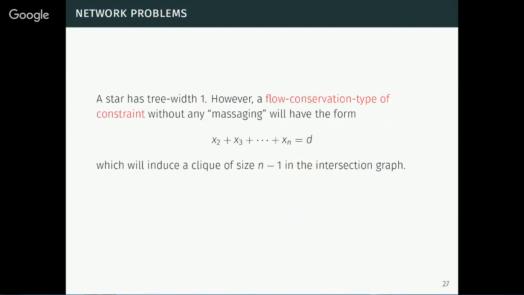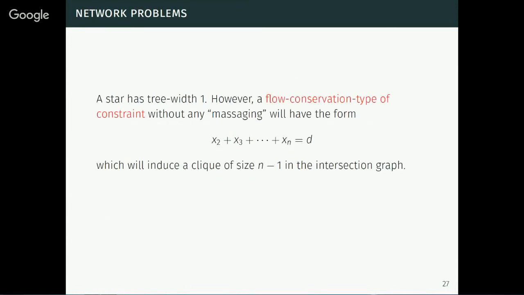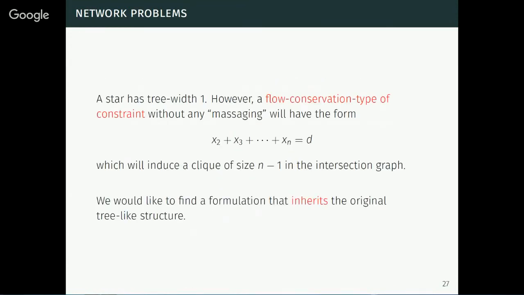However, when we pose this constraint and then take the intersection graph, that will have a clique of size n-1. So we'll have large tree width. So we lost everything in terms of tree width that we got from this graph. And that can happen also in the AC-OPF problem. So we want to figure out a way of actually inheriting the original tree-like structure. Okay, how do we do that?